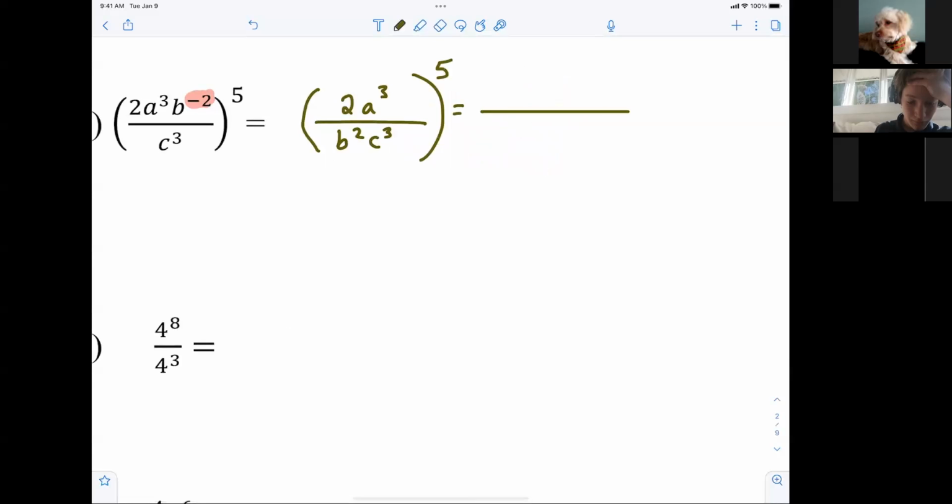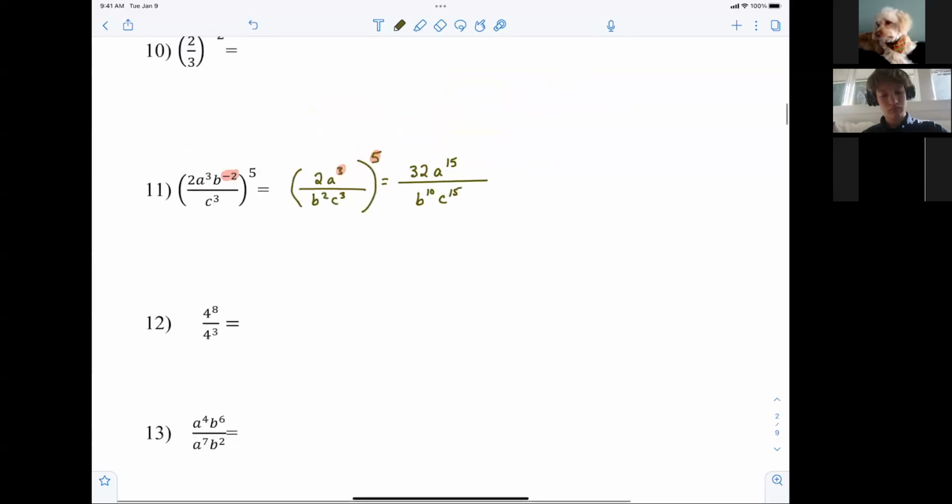So of course, you can just type it on your calculator, 2 to the 5th, and that will tell you 32. Now we have power to a power, so that's multiplication. B to the 10th, C to the 15th. Anybody have any issues? Any issues?